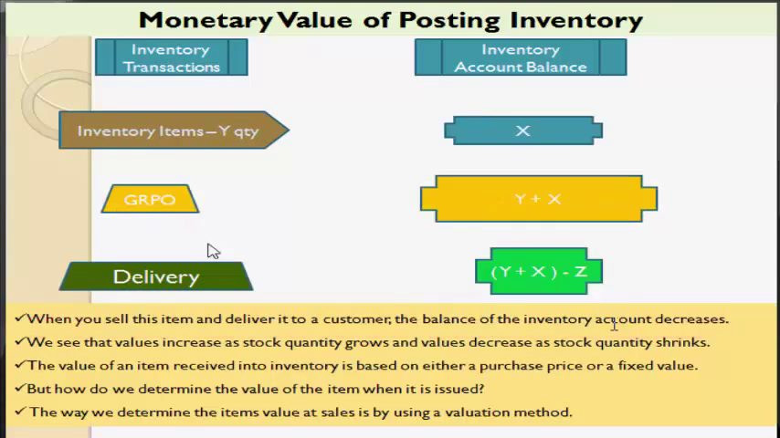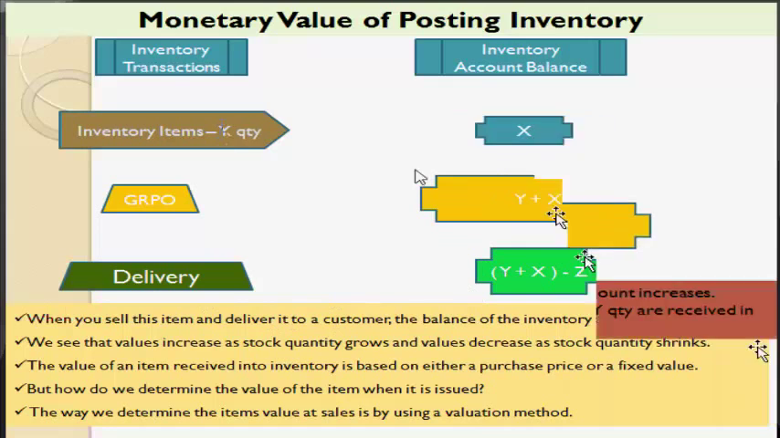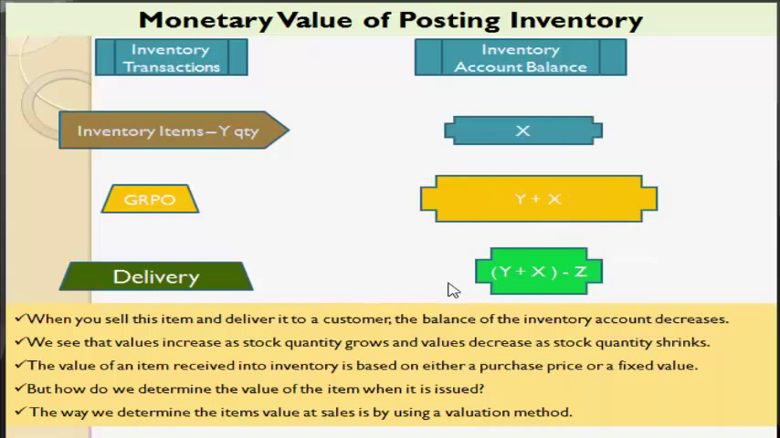Now, when you deliver some of the quantities from Y plus X, here is what you get. So when you sell this item and deliver it to a customer, the balance of the inventory account decreases. So we see that the values increase as the stock quantity grows, that is Y plus X, and values decrease as the stock quantity shrinks, that is Y plus X minus Z. The value of an item received in the inventory is based on either a purchase price or a fixed value. But how do we determine the value of the item when it is issued?